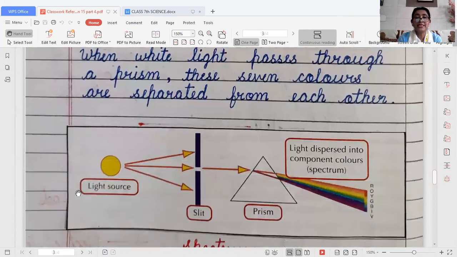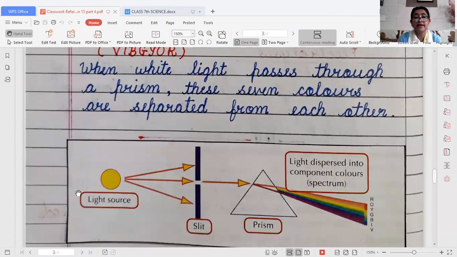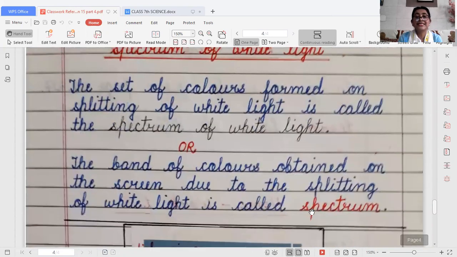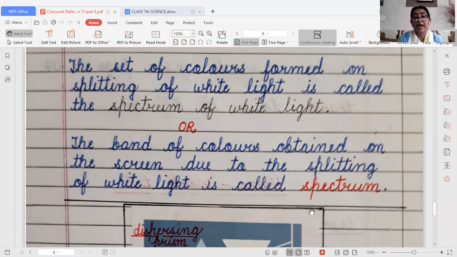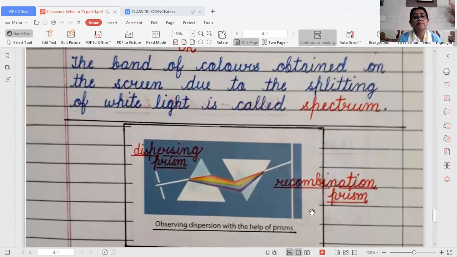When white light passes through a prism, as you can see in the diagram, it is always separated into 7 colors. It is dispersed into 7 colors, which form a spectrum. So what is a spectrum? The set of colors formed on splitting of white light is called the spectrum of light, or we can say the band of colors obtained on a screen due to the splitting of white light is the spectrum.